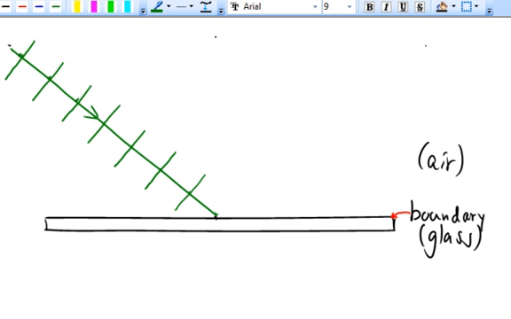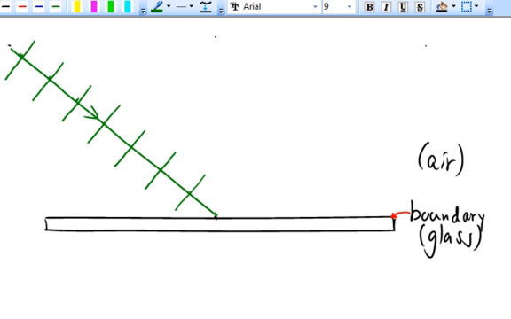Alright, so you can imagine that I'm showing the crests of a light wave. Light happens to be a transverse wave. You might imagine that I'm showing the compressions of a sound wave. Sound is a longitudinal wave. That's some good facts to know. Light is transverse, sound is longitudinal.